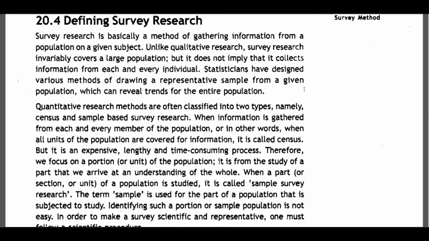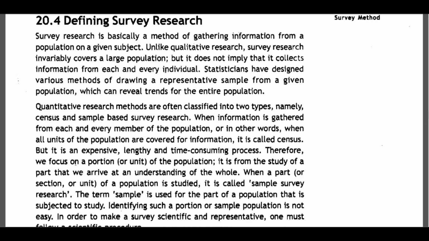Statisticians have designed various methods of drawing a representative sample from a given population, which can reveal trends for the entire population. Quantitative research methods are often classified in two types, namely census and sample-based survey research. When information is gathered from each and every member of the population, or in other words, when all units of the population are covered for information, it is called census. But it is an expensive, lengthy, and time-consuming process.